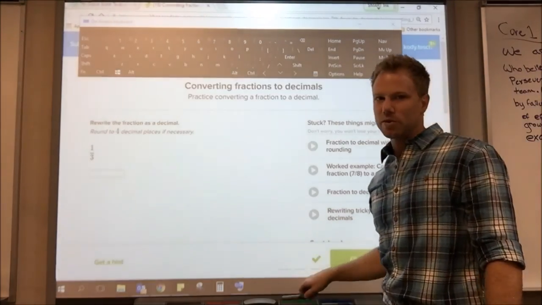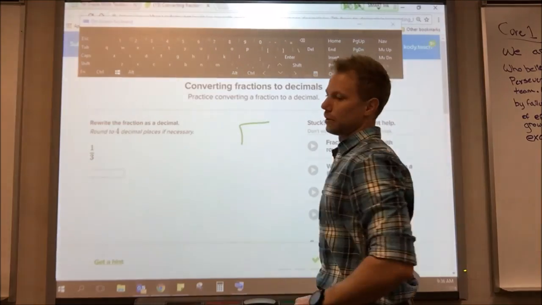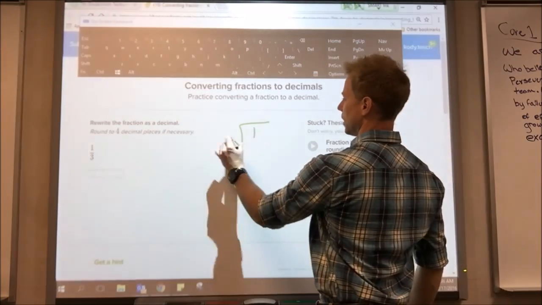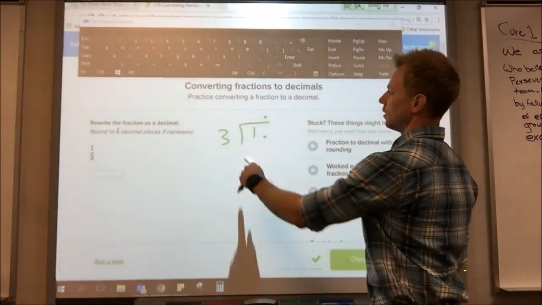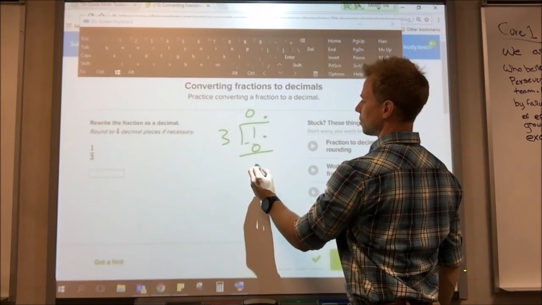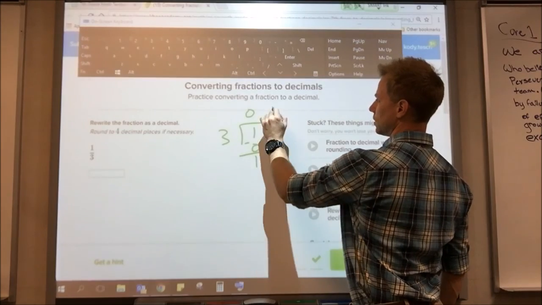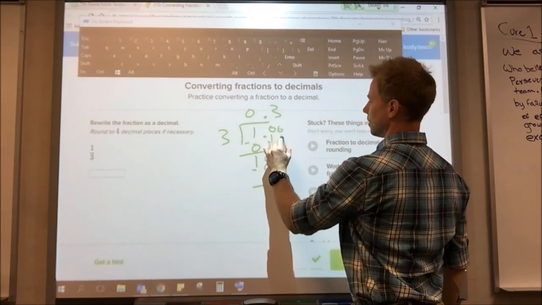Next, 1/3. Maybe you have this one memorized already, maybe you don't. It's one that you will memorize as you continue through school. We do top number divided by the bottom number. Put our decimal in place. 3 goes into 1 0 times. 0 times 3 is 0. Subtract, we get 1. Bring down a 0. 3 goes into 10 3 times. 3 times 3 is 9.